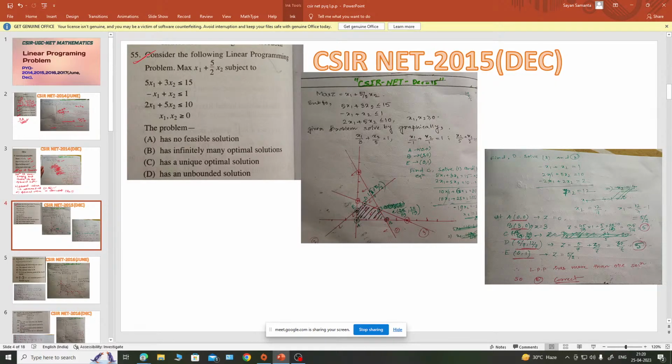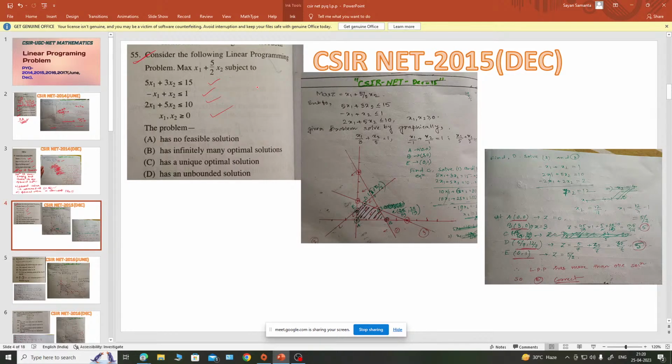Maximize x1 plus (5/2) x2, subject to the conditions 5x1 plus 3x2 less than or equal to 15, minus x1 plus x2 less than or equal to 1, and 2x1 plus 5x2 less than or equal to 10, with x1, x2 greater than or equal to 0. The options are: has no feasible solution, has infinitely many optimal solutions, has a unique optimal solution, has an unbounded solution.